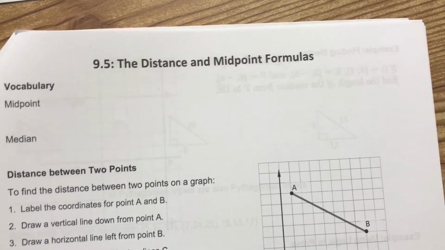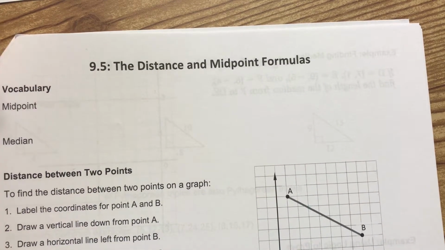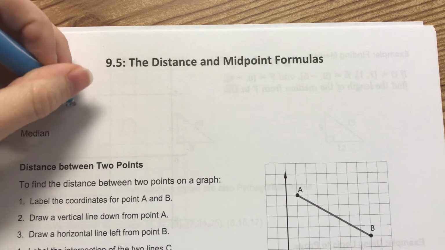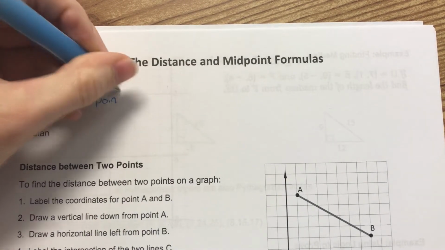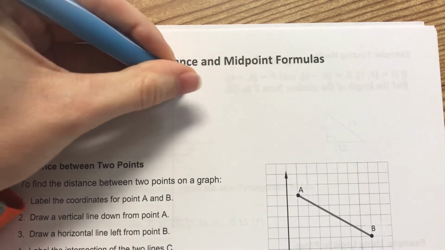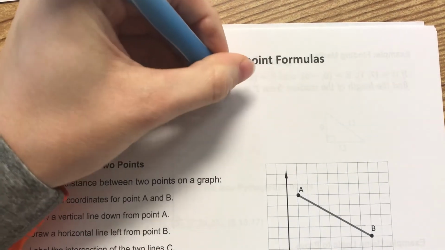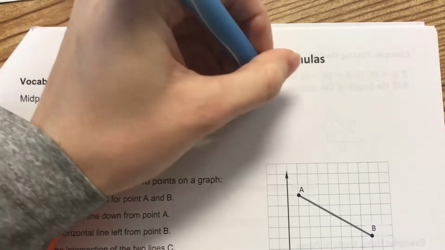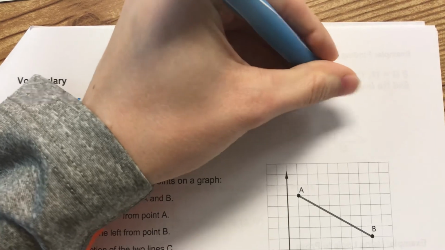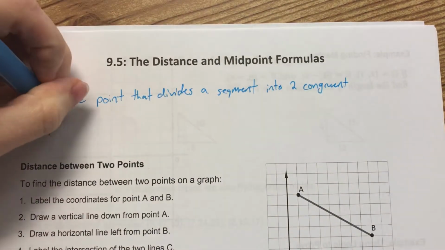So first of all, first vocab word is midpoint. And we've already had midpoint, I believe, as a vocab word, but we're going to put it in here just to remind ourselves what it is. It is the point that divides a segment into two congruent segments. So the point that divides a segment into two congruent segments.